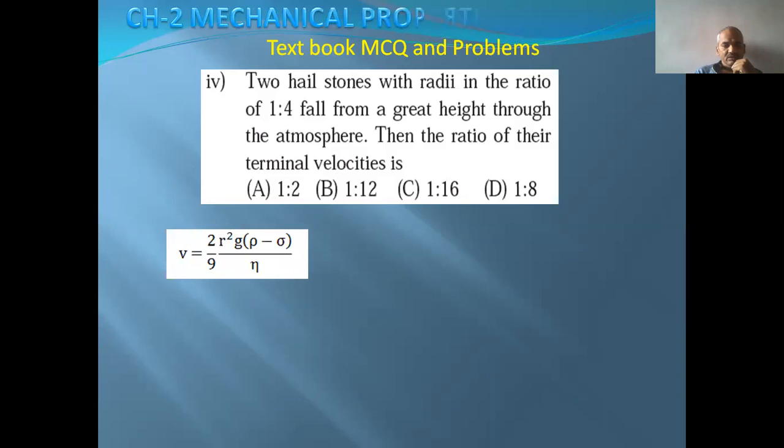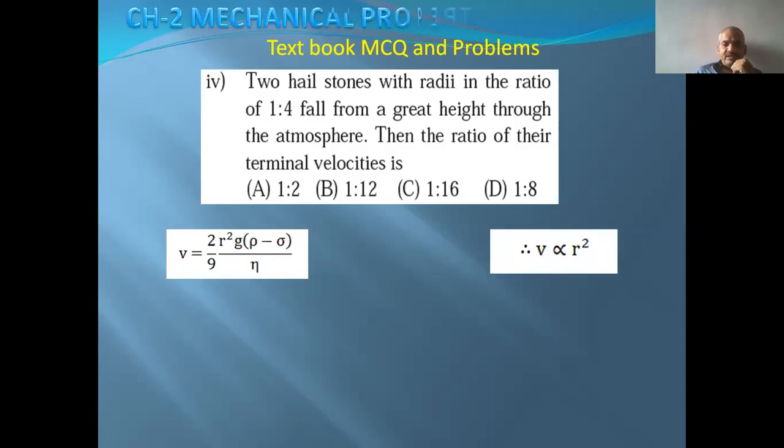Sorry, here the stones, and g the acceleration due to gravity, rho the density of these stones, sigma the density of the atmosphere, that is the medium, and eta, the coefficient of viscosity. For these given two stones, rho, sigma, eta, g, all these are constant, and because of this, one can write the relation between the terminal velocity and the radius of the stone or the sphere.